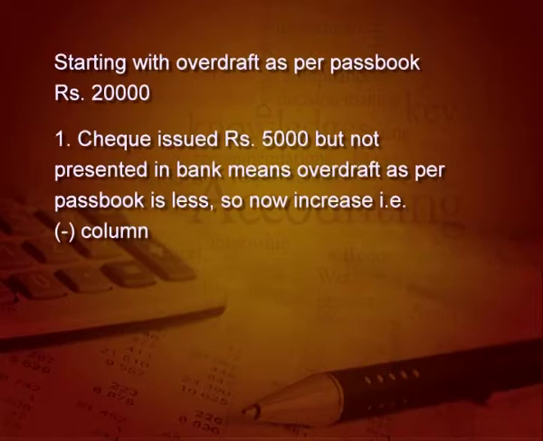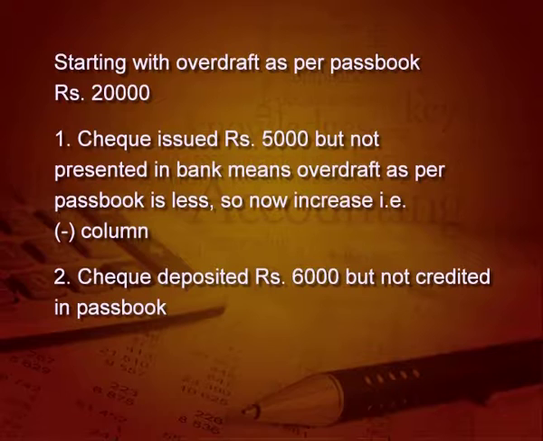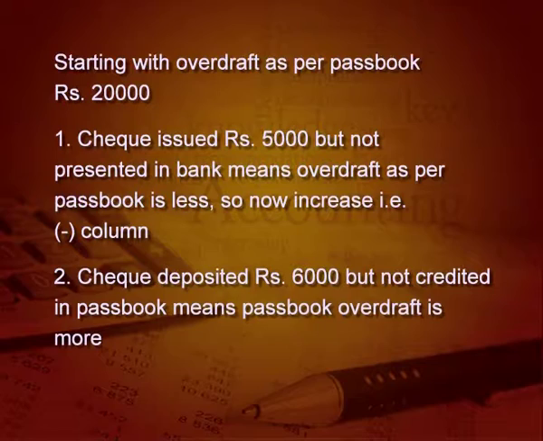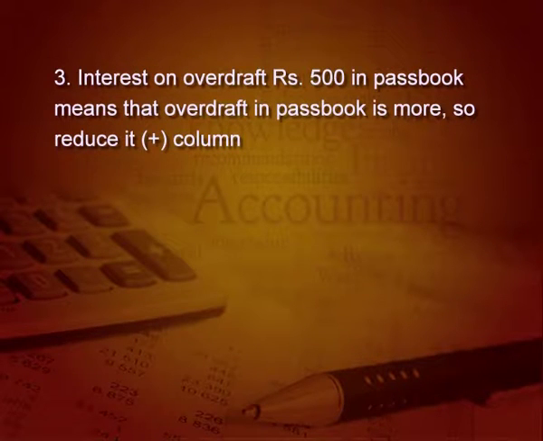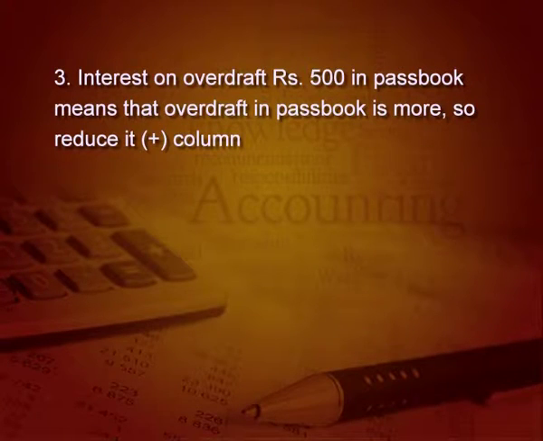Coming to point number 2, check deposited 6,000 but not credited in the passbook, means passbook overdraft is more, because when you deposit the check in cash book you reduce your overdraft, but in passbook it has not come. So, passbook overdraft is more. So, now to reduce it you will write in positive column. As regards point number 3, interest on overdraft 500 in the passbook means that overdraft in the passbook is more. So, now you have to reduce it, and for reducing you have to go to the positive column.